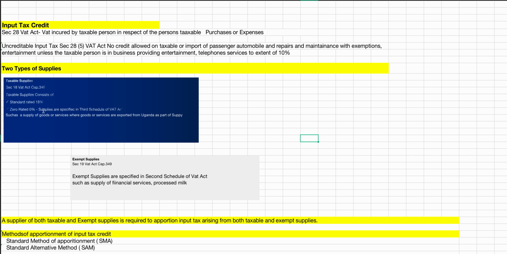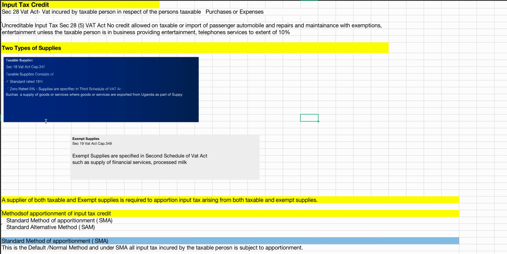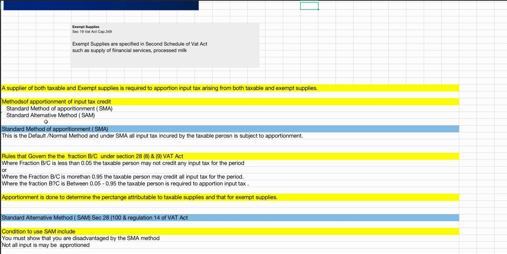For zero rated supplies, that is in the third schedule of the VAT Act, you can check it out for more examples on what belongs to the zero rated services. But I'll give one example of where goods or services are exported from Uganda as part of supply. This is basically a quick theory about VAT before we dive into our two methods.